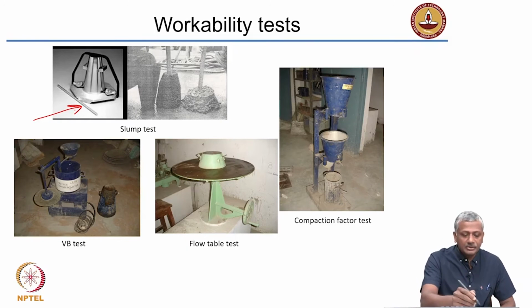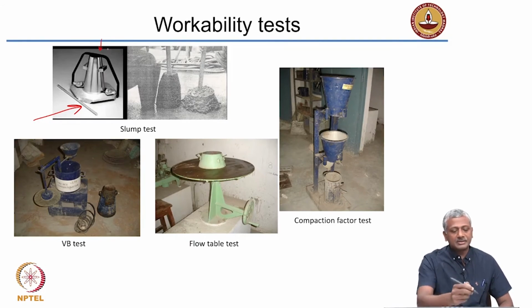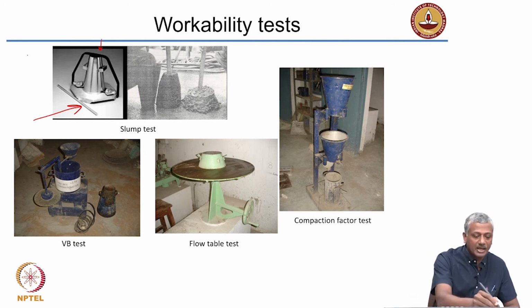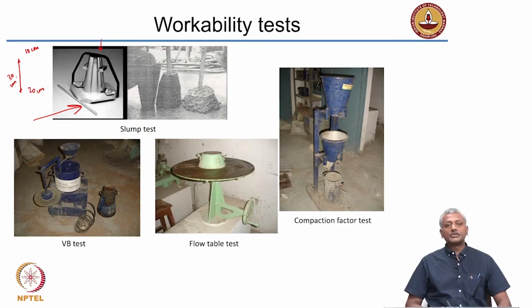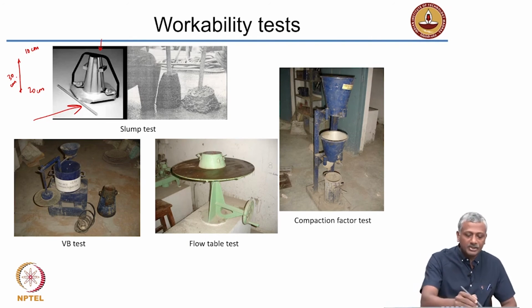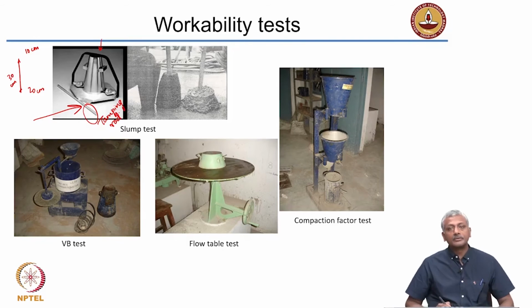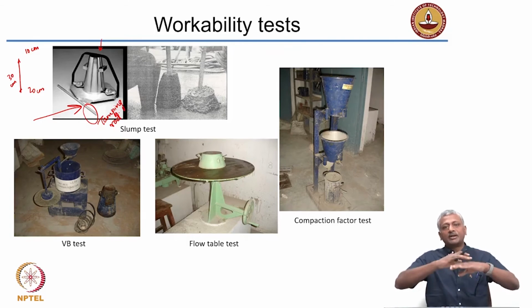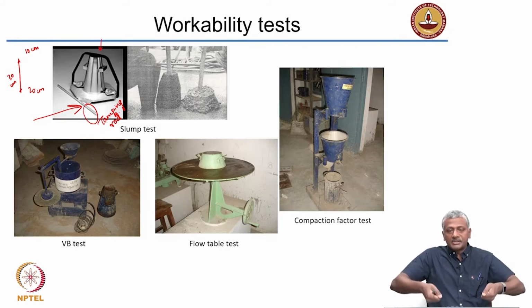So, as the diagram indicates, this is nothing but a cone which has an upper diameter of 10 centimeters, a lower diameter of 20 centimeters and a height of 30 centimeters. So, what you are supposed to do is fill up your concrete into this cone in 3 layers or 4 layers depending upon what standard you follow, and each layer needs to be compacted by this rod called the tamping rod. So, you give compaction to each layer, fill up till the top, and then you remove the slump cone.